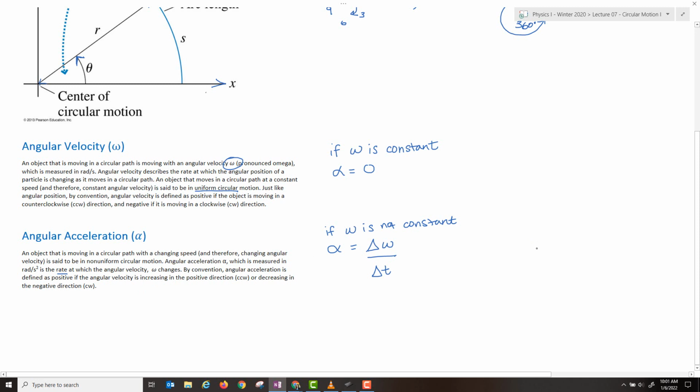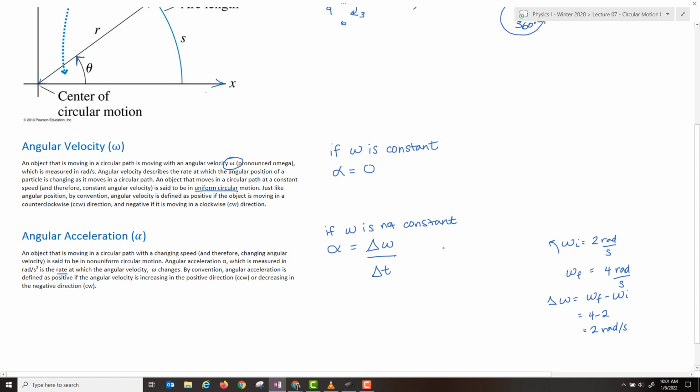Okay, so if an object is getting faster and faster in the positive, which means counterclockwise direction, so if our omega initial, let's say, is 2 rads per second in the positive direction, and our omega final is 4 rads per second, then our change in omega, which would always be final minus initial, would be 4 minus 2, which is a positive value, 2 rads per second.